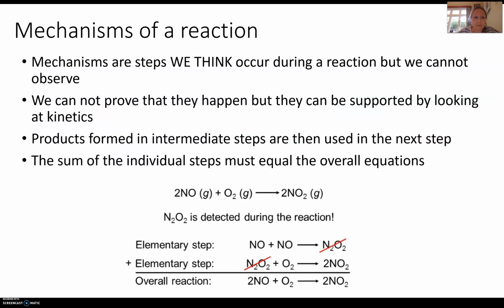Okay, final aspect, and I'm hoping I can finish it in this video. So mechanisms are what causes these rate of reactions, and mechanisms are steps that we think occur as the reaction happens. We can't observe them, we can't prove that they happen, they're just supported by kinetics, and so we believe this is what happens. So the best way of explaining that is looking at this example down below here, where the first step of the reaction is 2 NOs reacting to form N2O2, and then the second step is N2O2 reacting with oxygen to produce NO2.